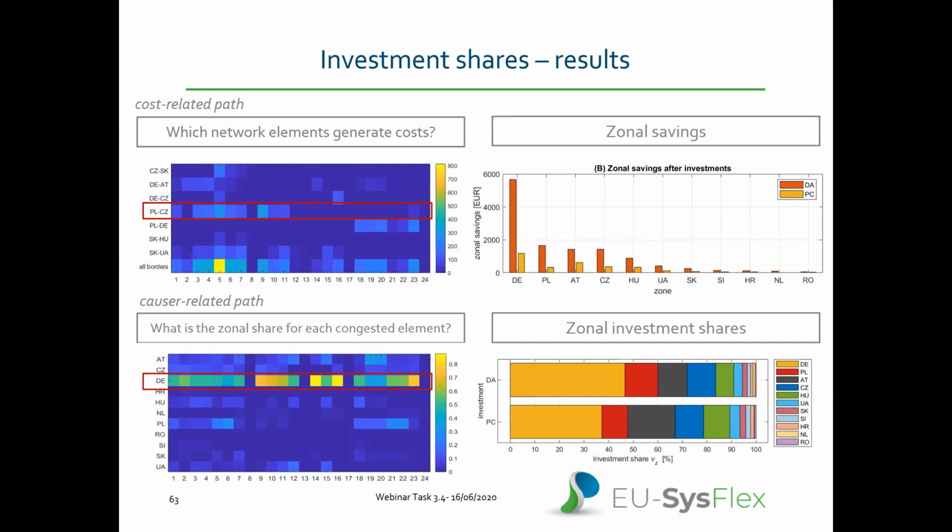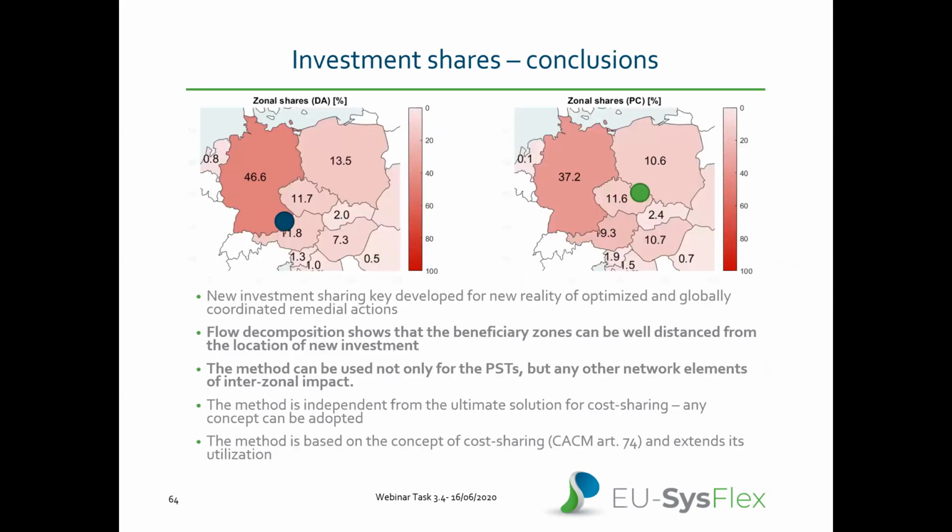On the next slide, we can see those numbers put into the map, and we can draw several interesting conclusions here. First of all, we can see that the greatest beneficiaries can be quite far away from the investments. We can see that this is an example of Germany, for example, which is quite far away from Polish-Czech border, but still takes the greatest share of this investment.